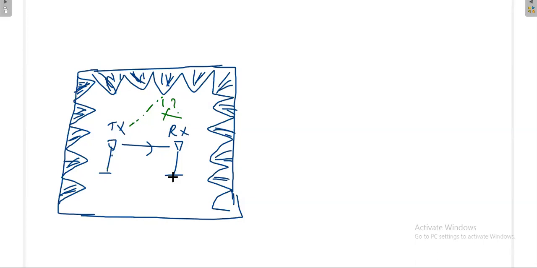That means what? Free space. What is our aim when we do the experiment? We should not get any reflected signal. Once you are not getting any reflected signal, then that environment is something similar to free space. That is the idea of the anechoic chamber.